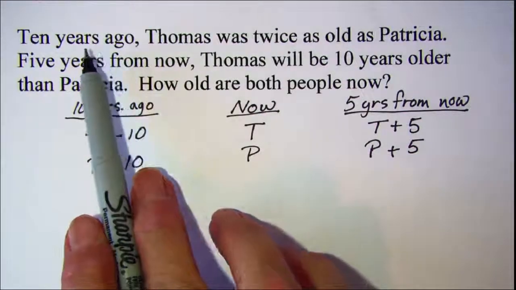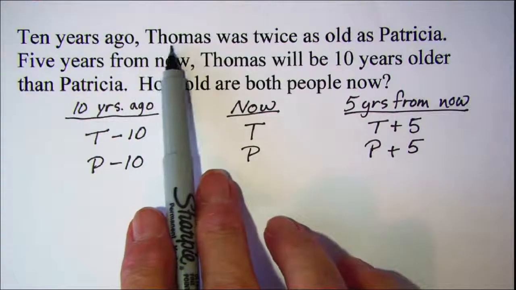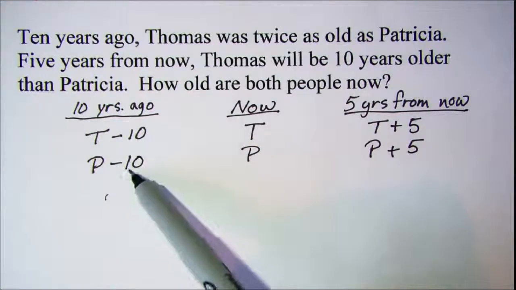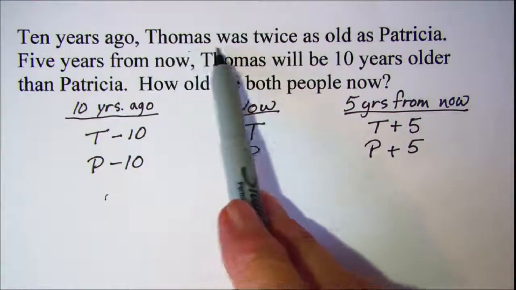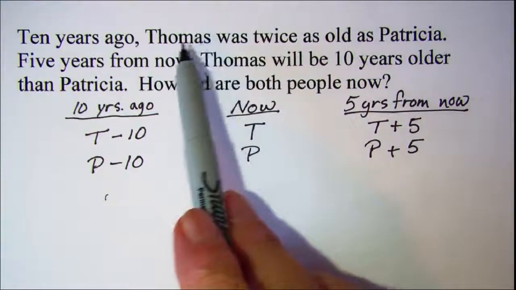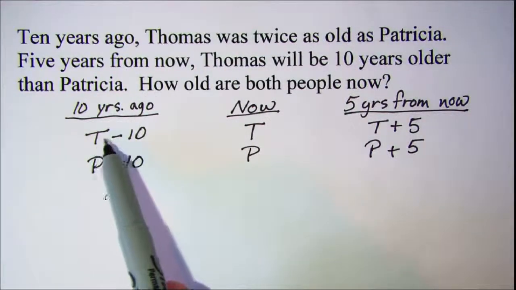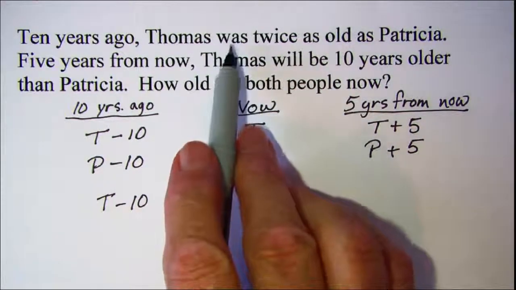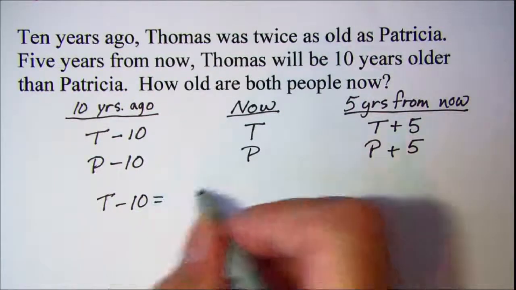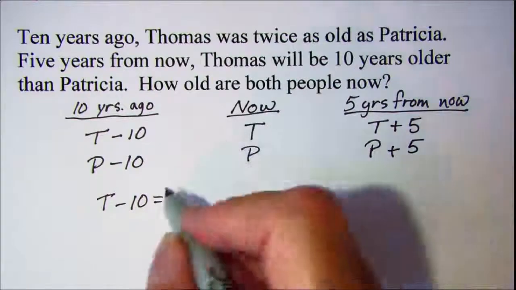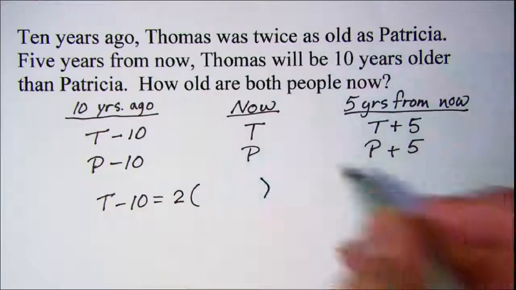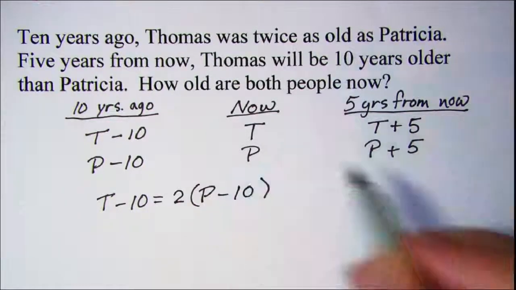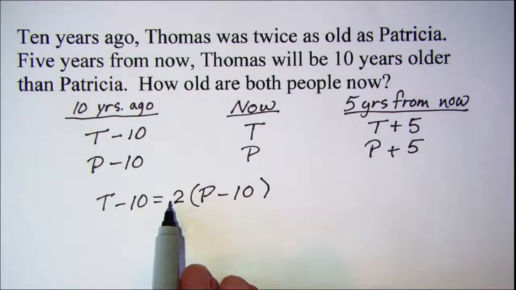Our first sentence is totally dealing with their ages 10 years ago. So I'm going to use these variables and translate this part of the sentence. So when I see Thomas, I'm going to use T minus 10 was, that's where our equals goes, twice as old, so 2 times as Patricia, so P minus 10. So this is one equation.